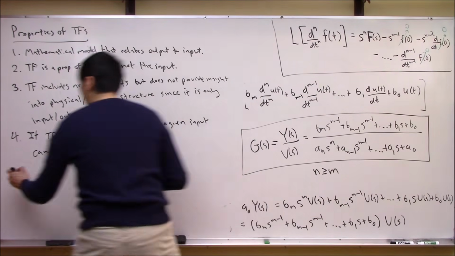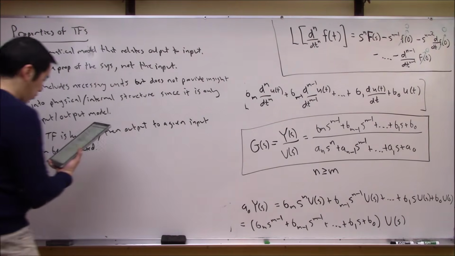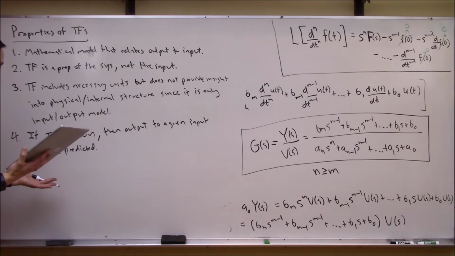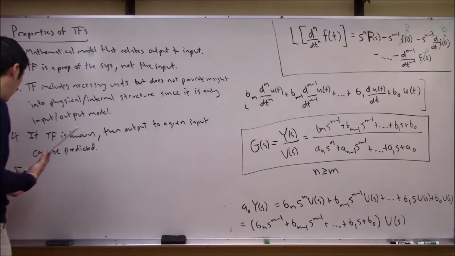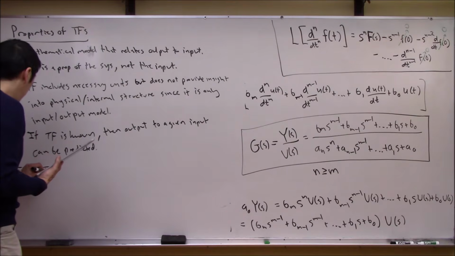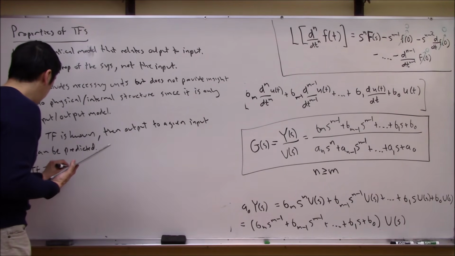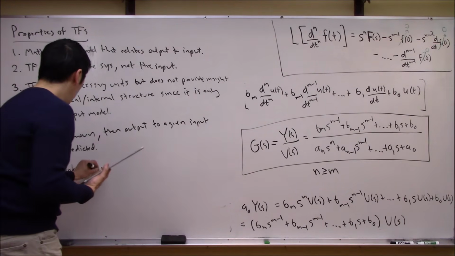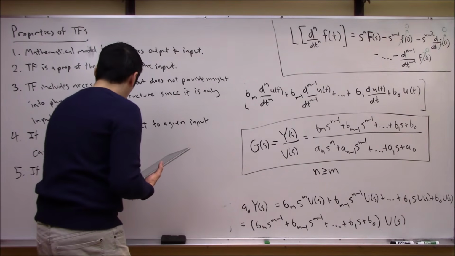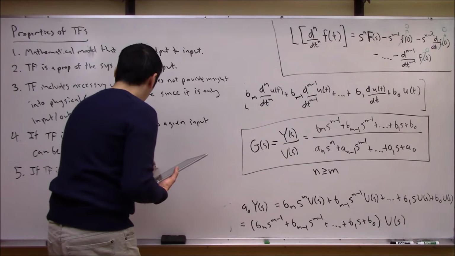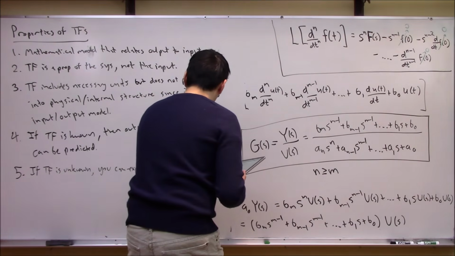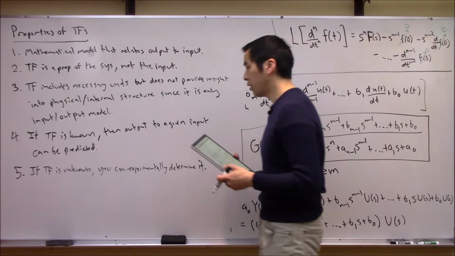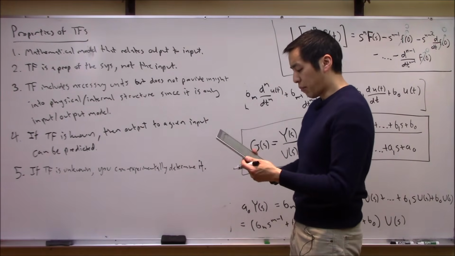Oh, maybe let's do one more here. Number 5. What's interesting is if you don't know the transfer function, you can experimentally determine it, and we'll talk about that in greater detail in a different lecture. So if the TF is unknown, you can experimentally determine it, which is nice. Okay, so those are some properties of the transfer function.